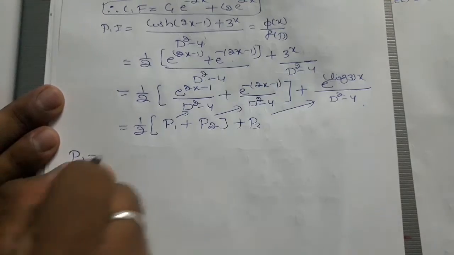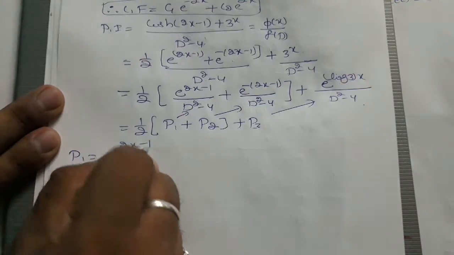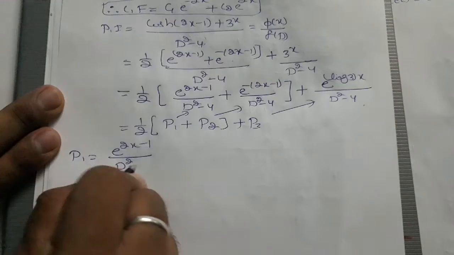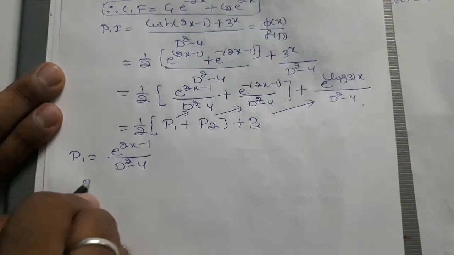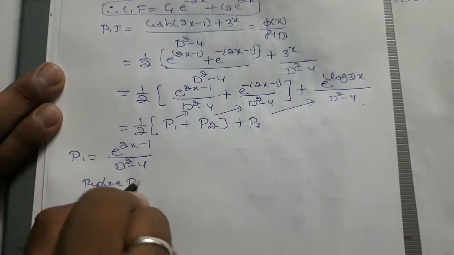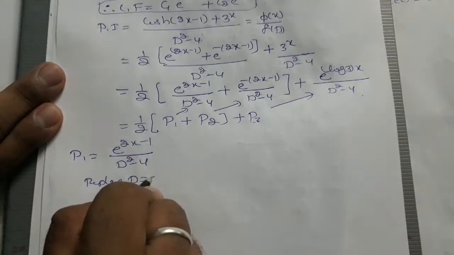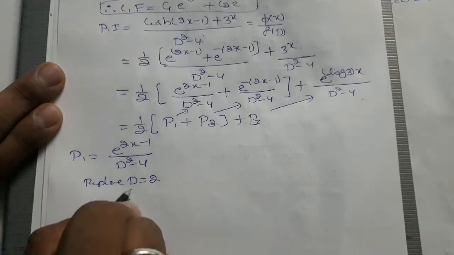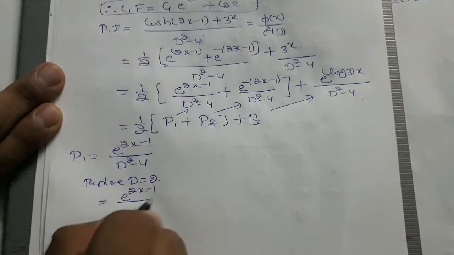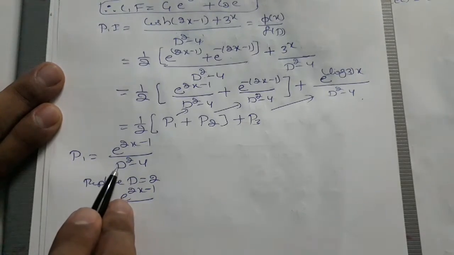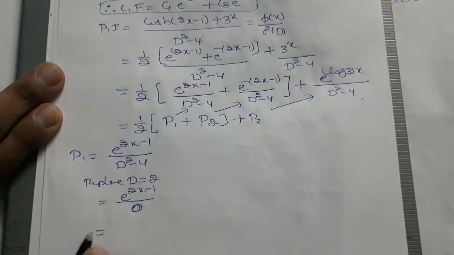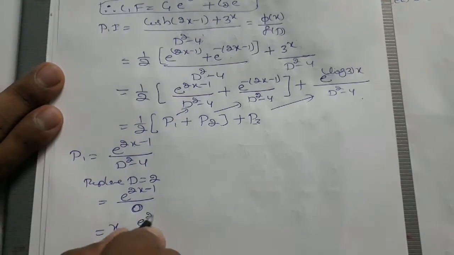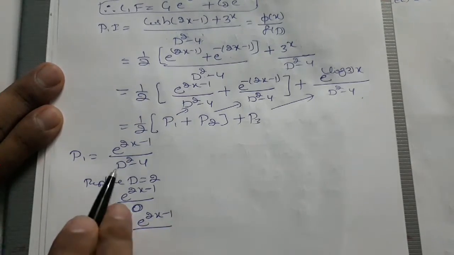So p1 equal to e to the power of 2x minus 1 by D square minus 4. It is an exponential function, so what am I going to replace here? Replace D by the coefficient of x, that is 2. If I put that, e to the power of 2x minus 1 divided by 2 square is 4, 4 minus 4 is 0. I said if we get the denominator as 0, we have to multiply x in the numerator and differentiate the denominator.